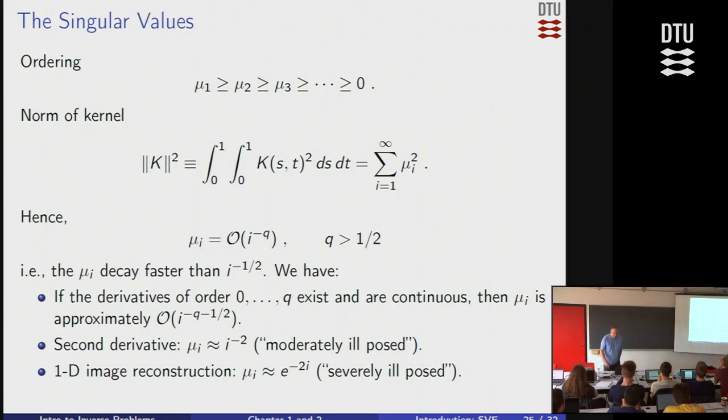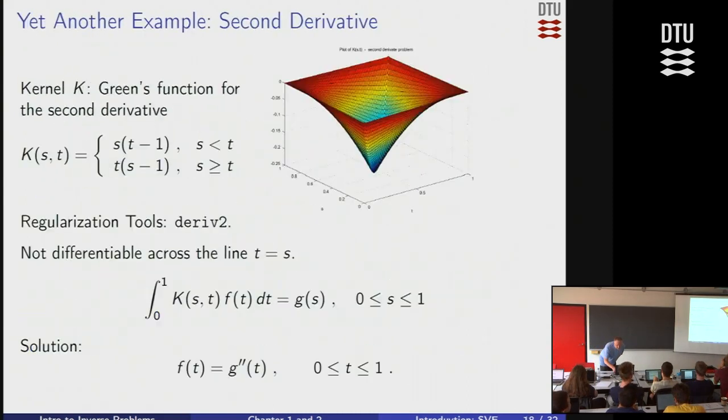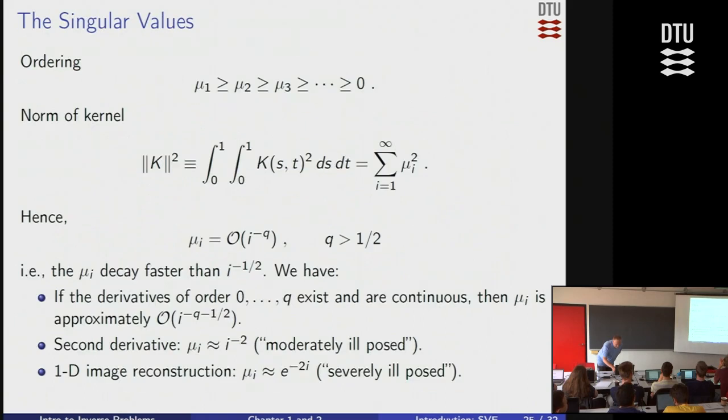The second derivative, on the other hand, maybe you remember that. That one was right there. That was the one that wasn't even differentiable across the line t equals s. It turns out that that problem is actually easier to solve, because here we have singular values decaying like i to the minus 2, so it's only moderately ill-posed. So that's a problem that's easier to solve. This is very contrary to what you might be used to in connection with differential equations, because there you certainly don't like discontinuities. But here we like that kind of kernels, actually.